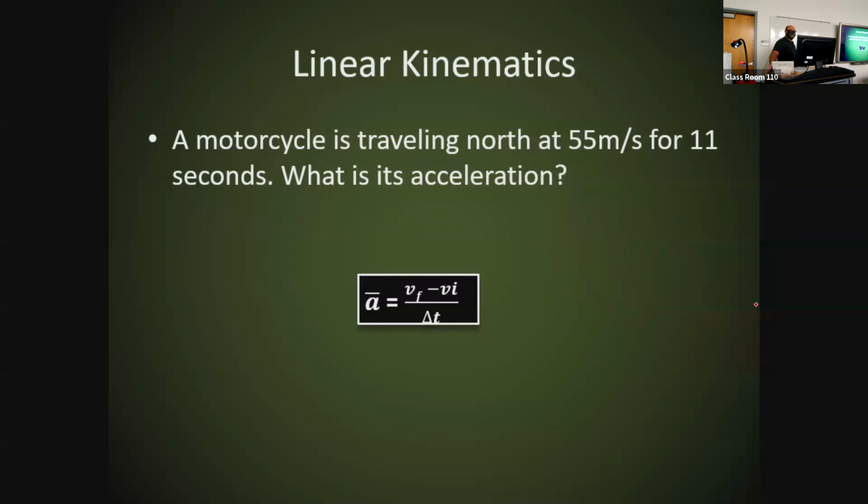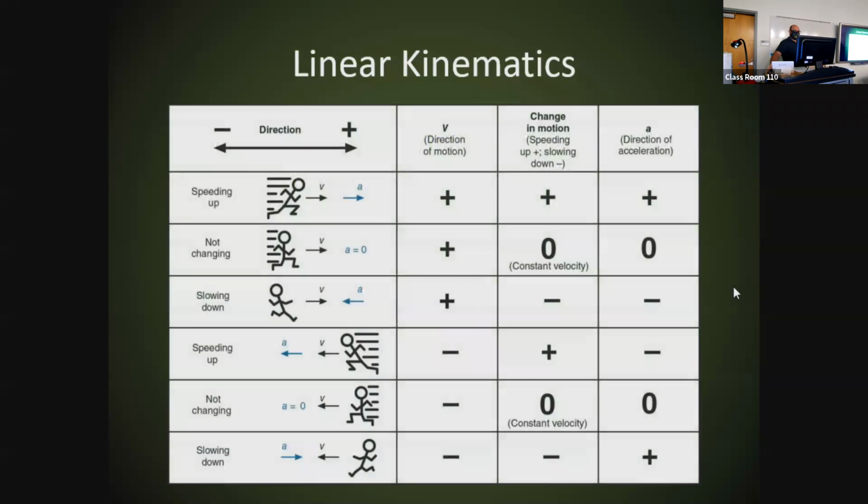Motorcycle traveling north at 55. That's kind of one of those ones that might mess people up. I don't know. Probably didn't mess you up any. Traveling north to go get groceries. 55 meters per second for 11 seconds. The acceleration then. So the initial was 55. The final was 55. The change in time was 11 seconds. We have 0 divided by 11. We got 0. Acceleration is 0. I think this is the new stuff. I think this is where it kind of left off.